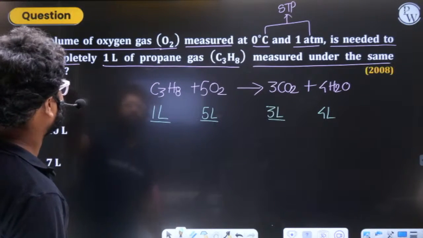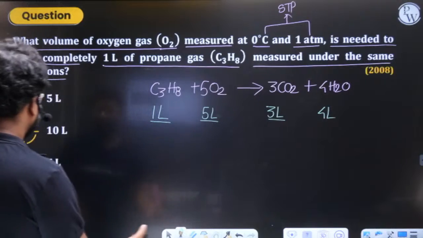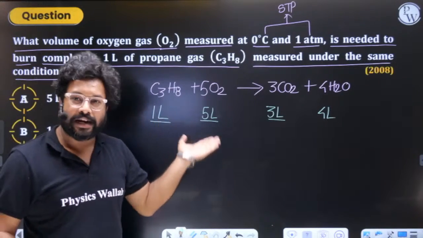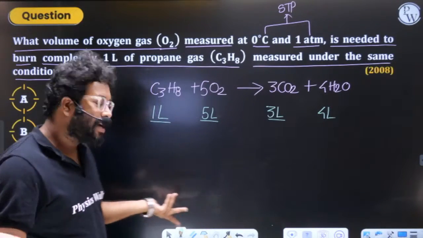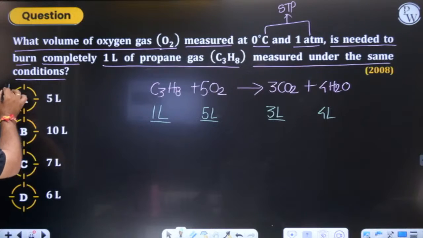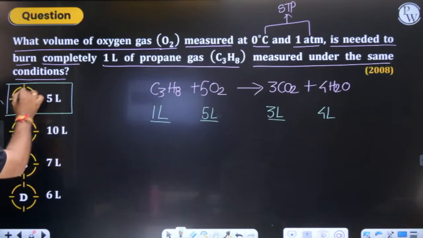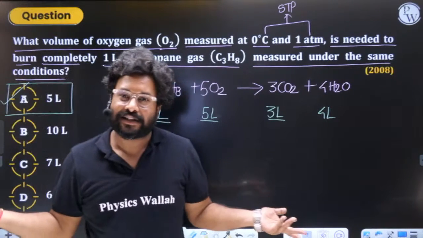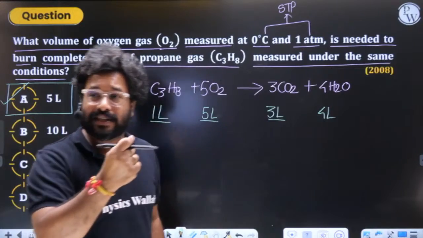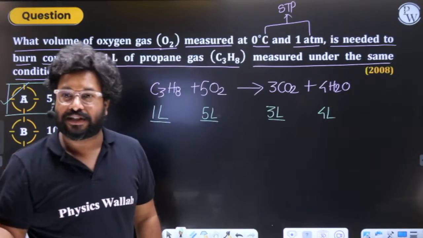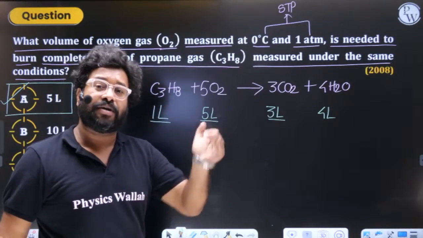What volume of oxygen gas is needed? So it is right in front of you. 5 liters of oxygen is needed, right? So the correct answer is option A, 5 liters. That's it. Now let's understand how we can solve this question if it comes for some other hydrocarbon.